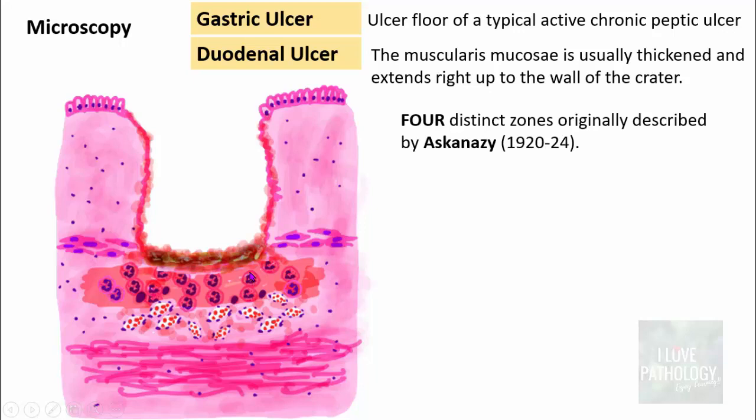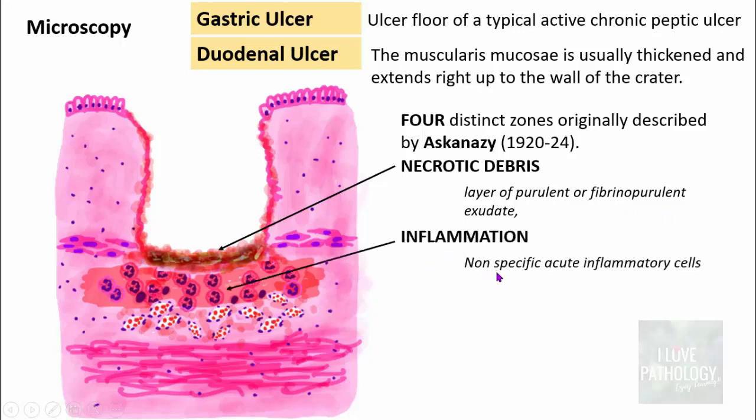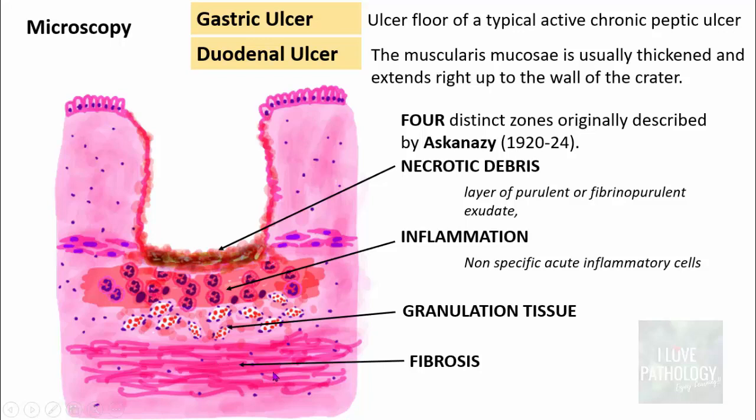So classically there are 4 distinct zones which were originally described by Ashkenazi. The first zone is a necrotic debris, where you find a layer of purulent or fibrinopurulent exudate. The second zone is an inflammatory zone, where you find lots of non-specific acute inflammatory cells. The third zone is a granulation tissue zone, whereas the fourth one is a zone of fibrosis. So 4 zones: necrotic zone, inflammation, granulation tissue, and fibrosis. This is the classical histological appearance of a chronic active gastric ulcer or a chronic duodenal ulcer, peptic ulcer basically.